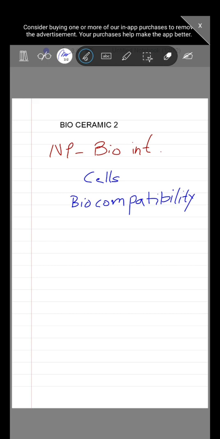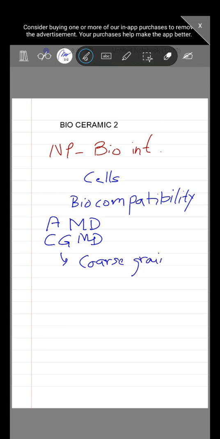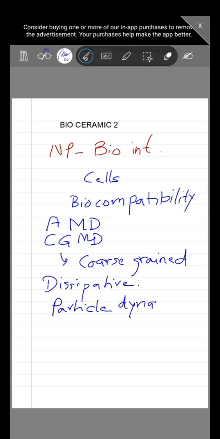of the bioceramic. A lot of simulations have been done using molecular dynamics, and there is a variant called coarse grain molecular dynamics. This academic molecular dynamics is AMD, then coarse grain molecular dynamics, CGMD, and dissipative particle dynamics, DPD.